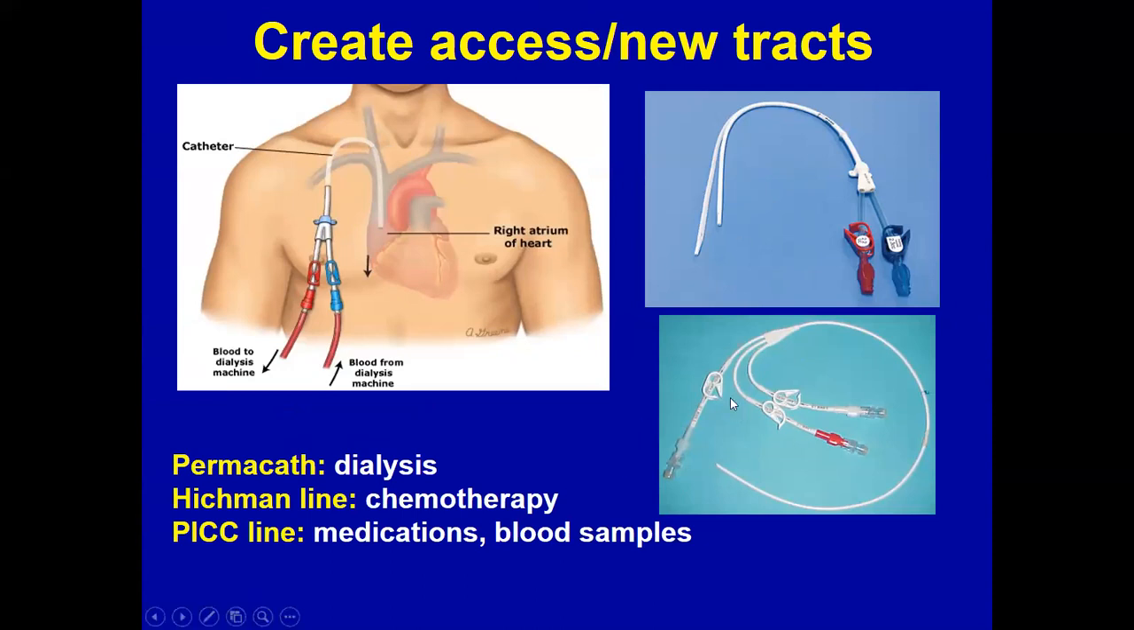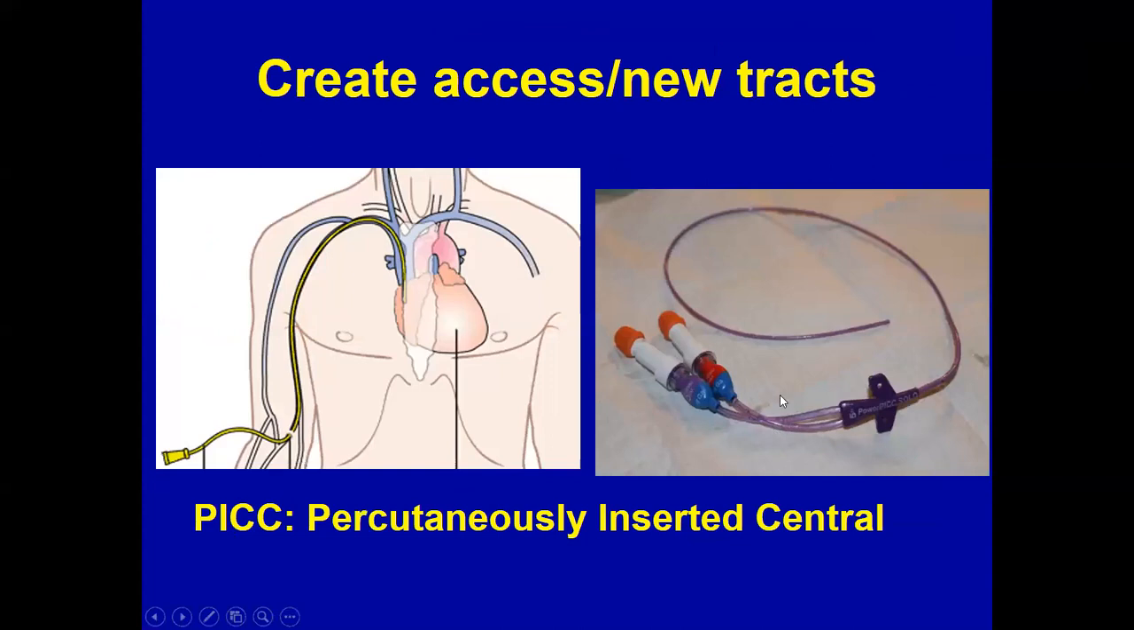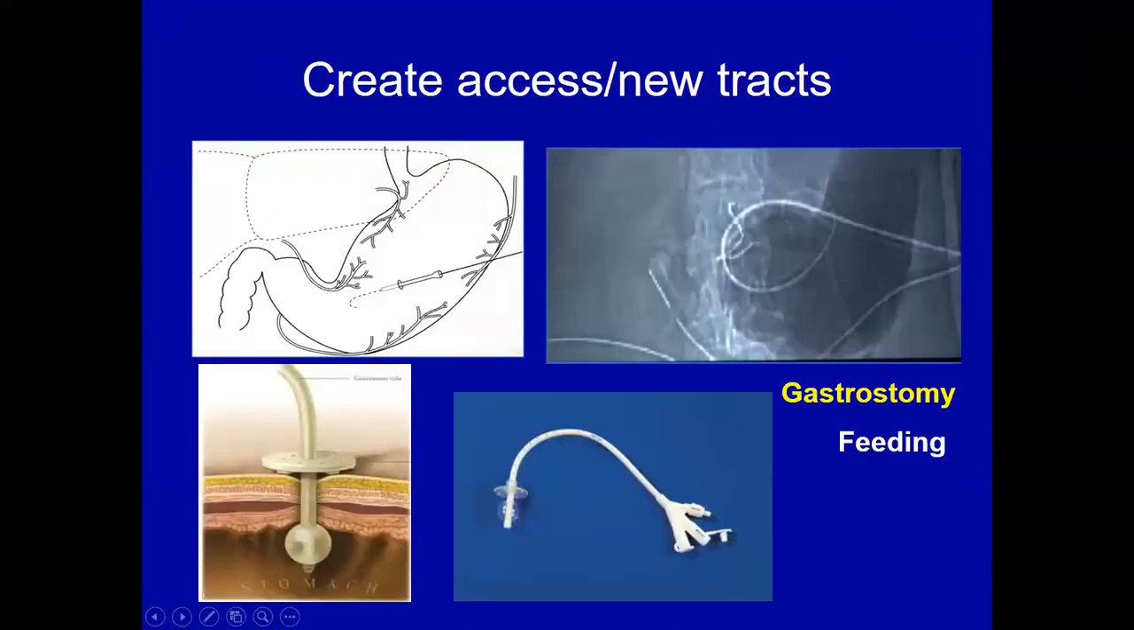Hickman line like this one is usually used for chemotherapy. Or we can use the same thing, it's called the PICC line, this one. We can put it from the arm vein going up into the right atrium, and you can use this to insert drugs, withdraw blood, and the patient can live with that for a year. So we are creating access to help the patient.